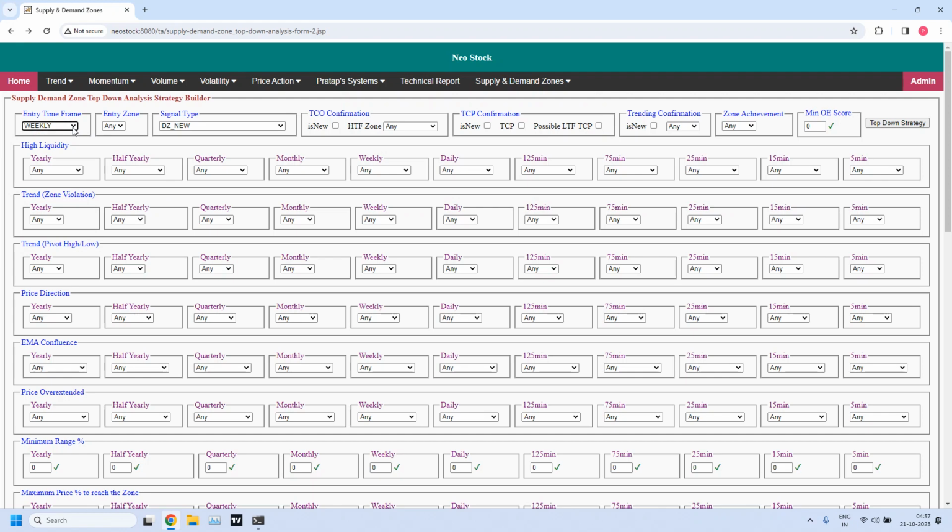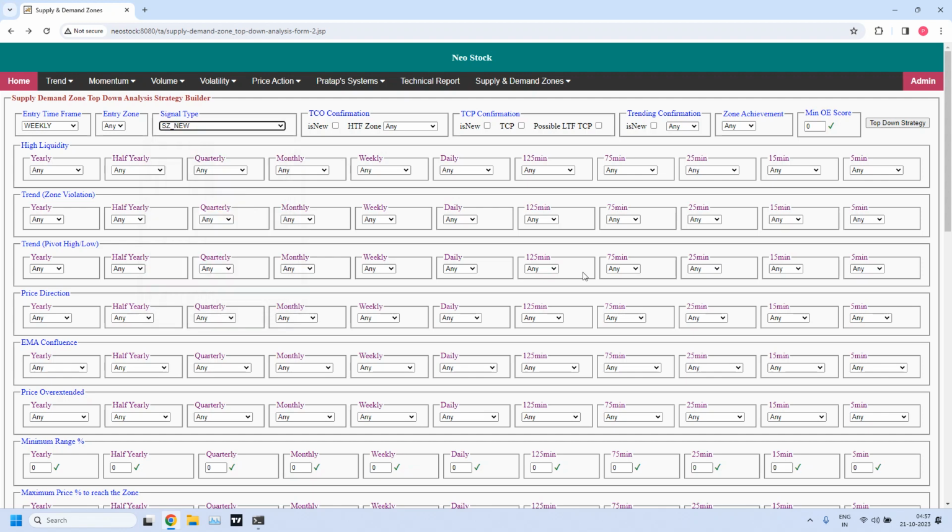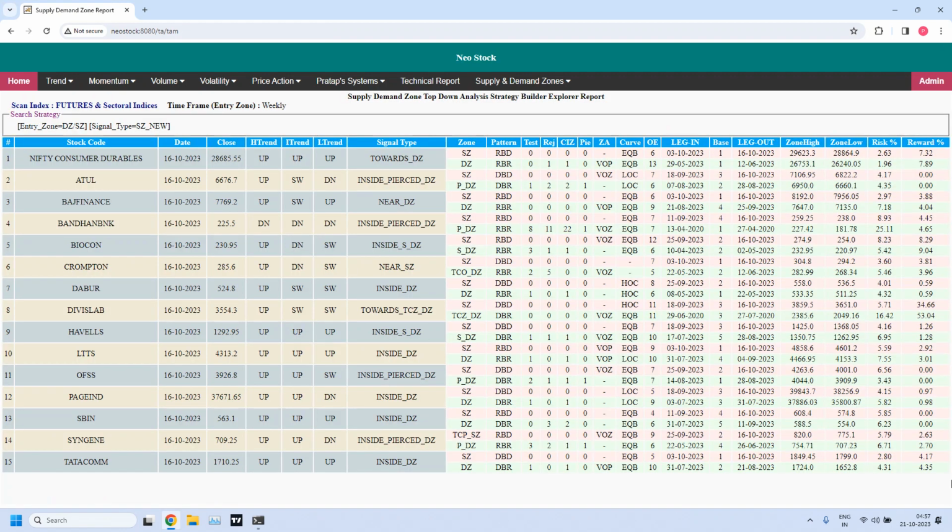So let's go back. For weekly time frame, let us filter the stocks having newly created supply zones. So total 15 weekly supply zones are created for these stocks. So this is about the filtered list.